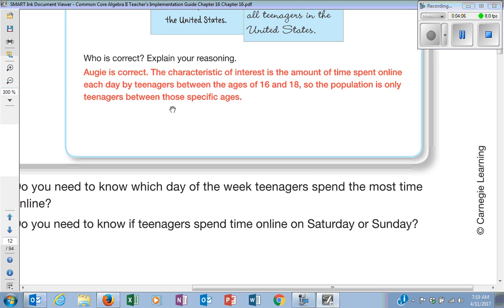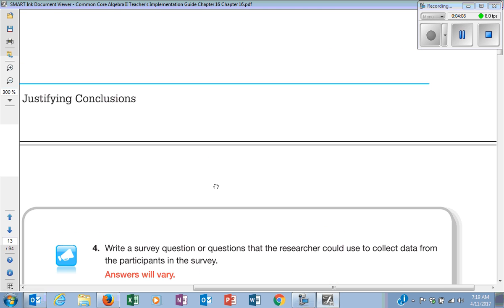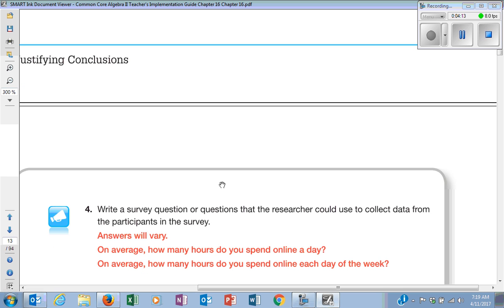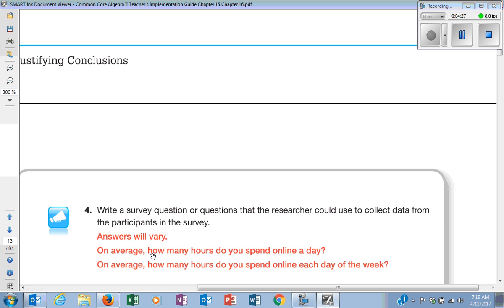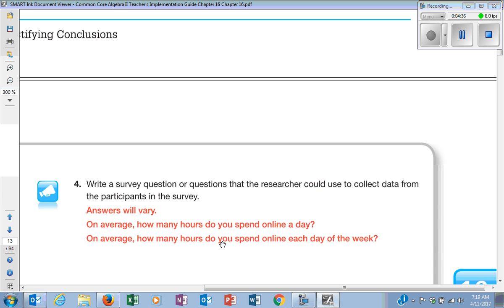All right. Write a survey question that a researcher could use to help with this. So basically, what question could you ask the teenagers? On average, how many hours do you spend online a day? On average, how many hours do you spend online each day of the week? Anything, something like that.